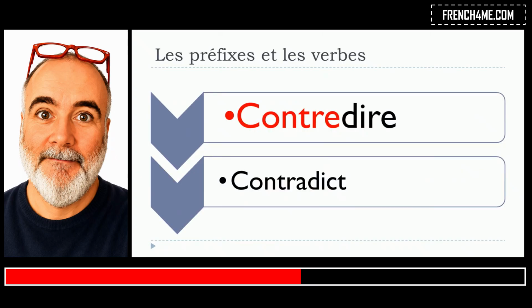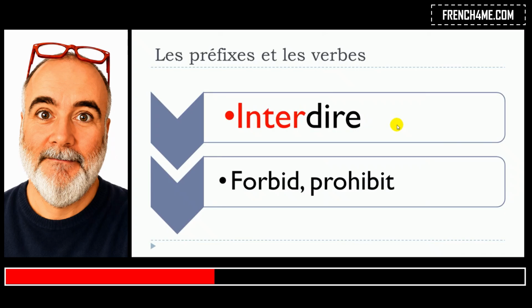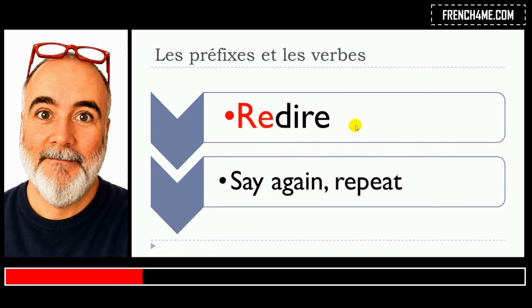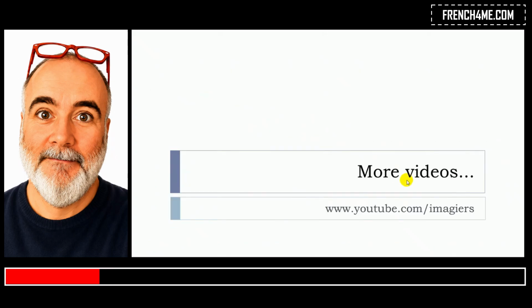So let's see. And the first thing that we've got here is contre, and then dire, okay? Contredire, contredire, and you can see that of course the meaning is changing. Contredire, okay? Then interdire, interdire. Prédire, prédire. Redire, redire. And that's it.